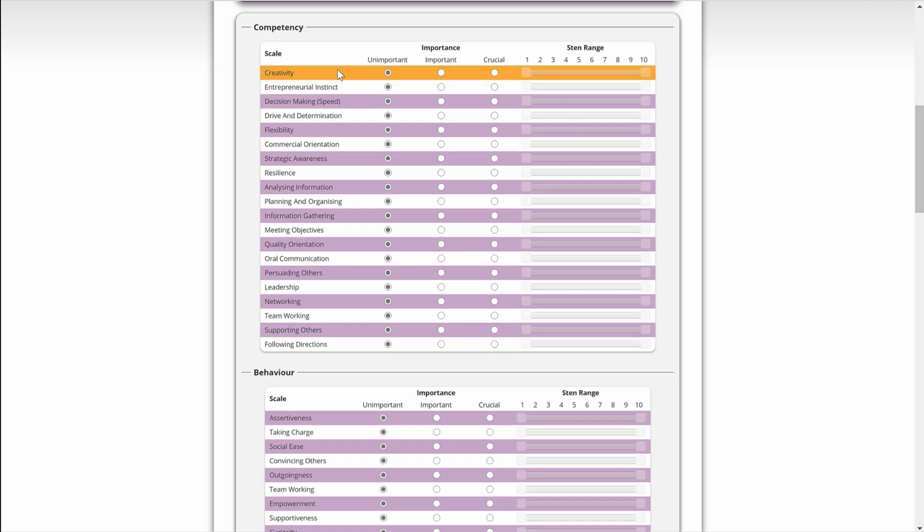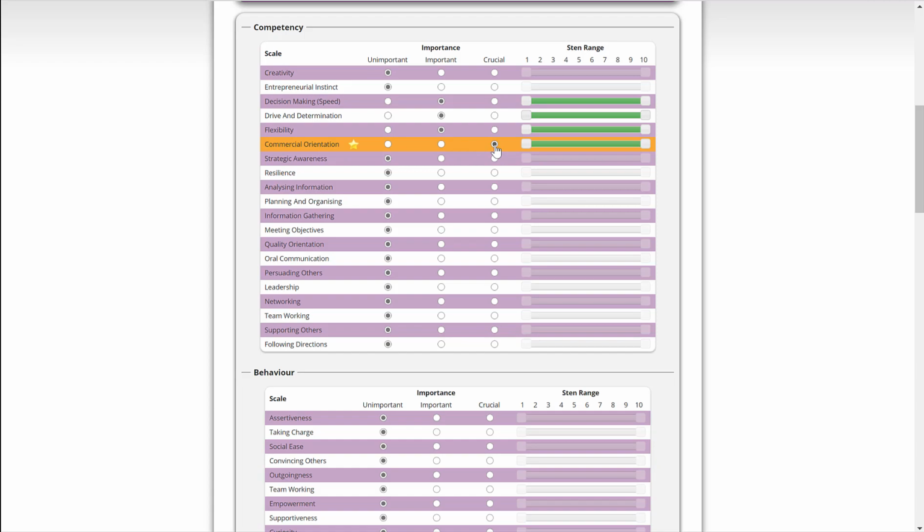So what we need to think about then is, maybe we want to select the most important ones of these. I might say that in my role, creativity is not that important, entrepreneurial instinct not that important, but decision-making speed is important. They do need to have drive and determination. They might need a little bit of flexibility. Definitely want commercial orientation, so I might say that's crucial.